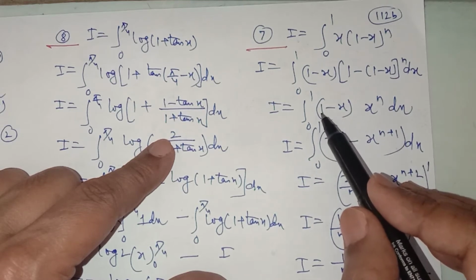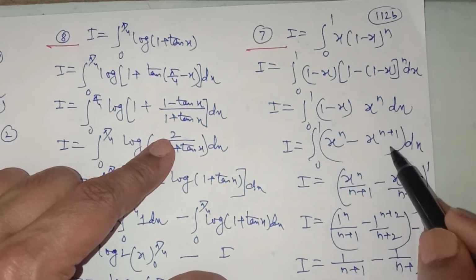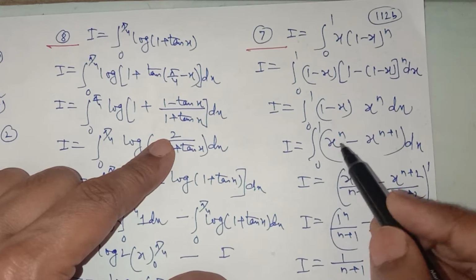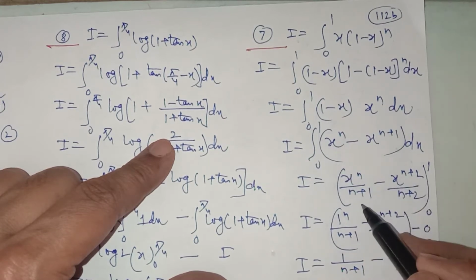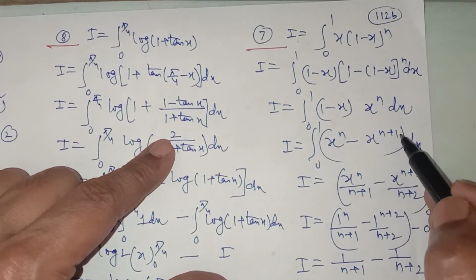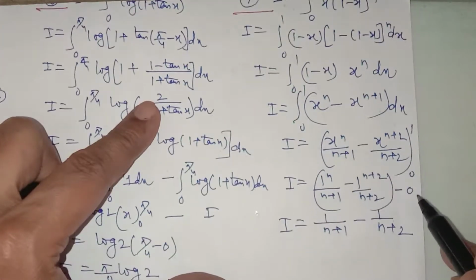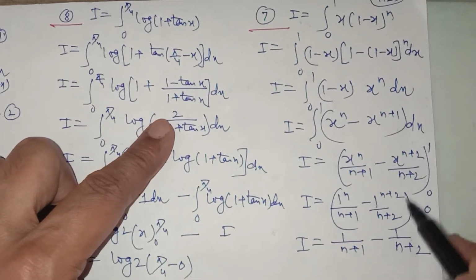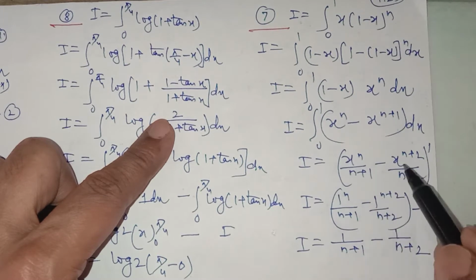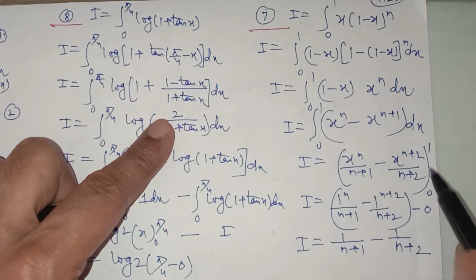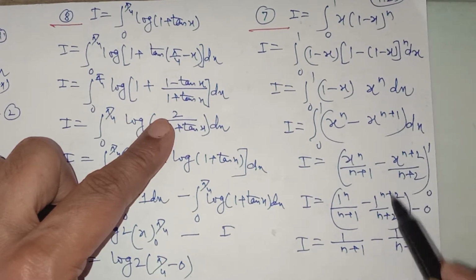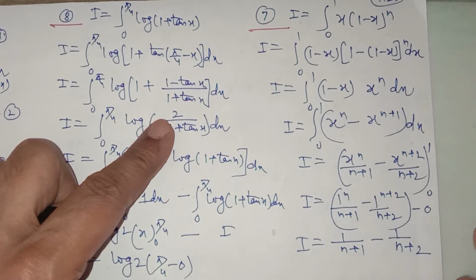So now you can integrate it, x to the power n and x to the power n plus 1. You can easily integrate this. x raised to power n is x to the power n plus 1 upon n plus 1 and x to the power n plus 2 upon n plus 2. Use upper limit minus lower limit. In place of x put 1 to the power n plus 1 and the remaining lower limit will be 0. So 1 upon n plus 1 minus 1 upon n plus 2.